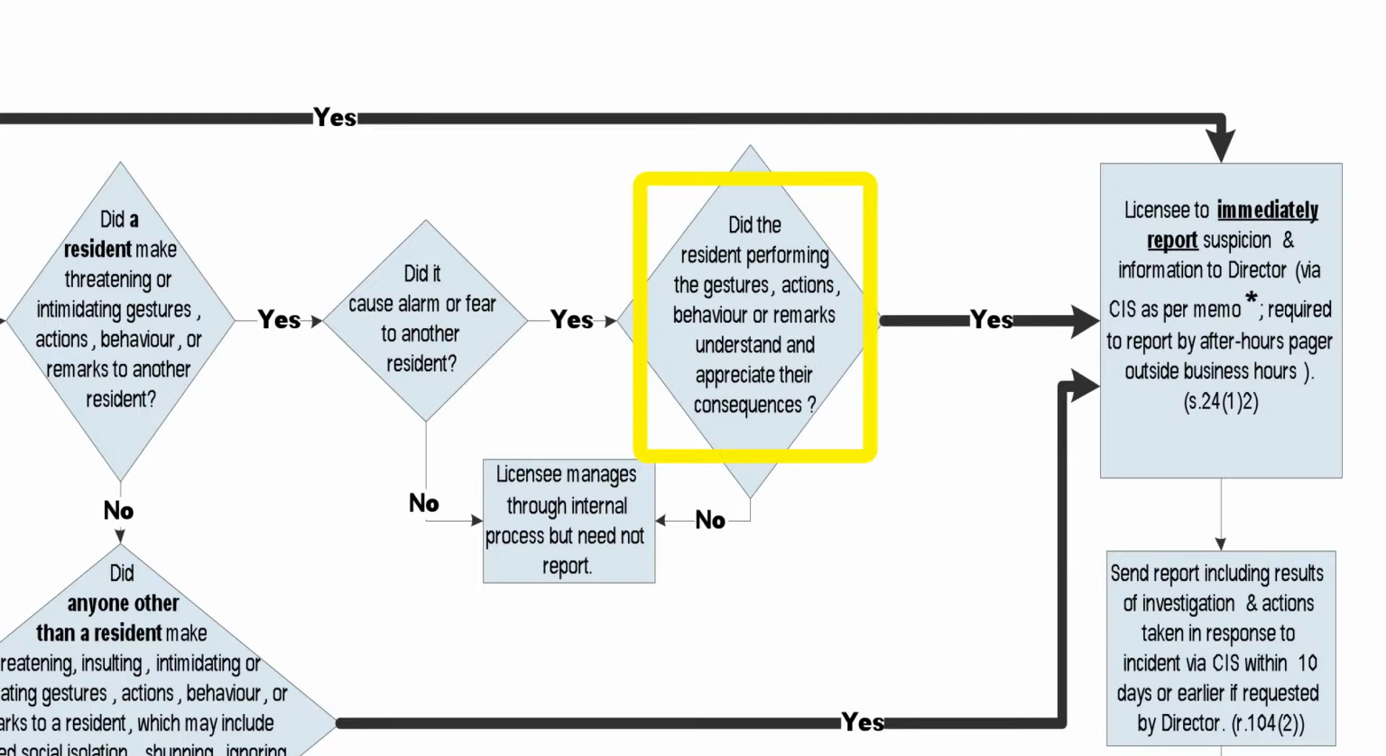Here is a key point, and it shows up on this emotional abuse and the verbal abuse definition, but none other. And I will emphasize that, and you'll see why on the other charts. Did the resident performing the gesture, actions, behavior, or remarks understand and appreciate their consequences? Those two decision definitions are the only ones that make any allowance, let's say, for cognition, okay?